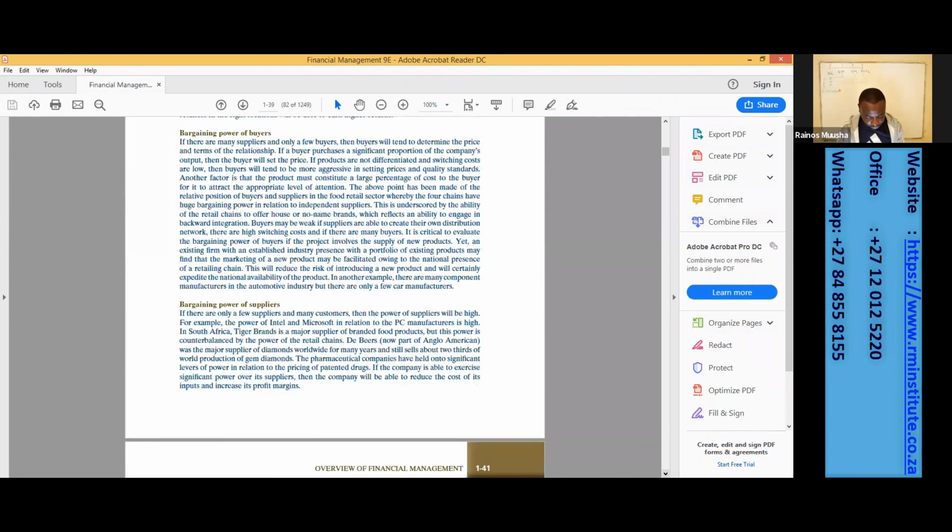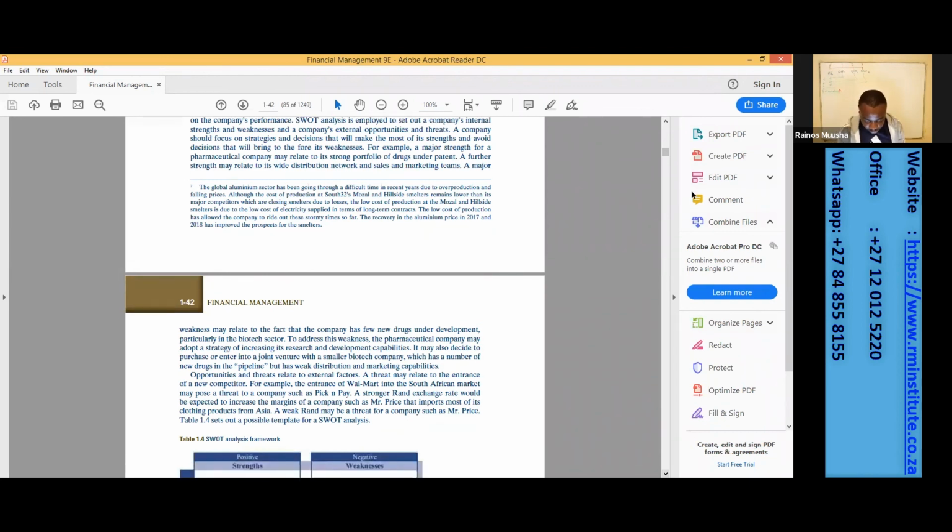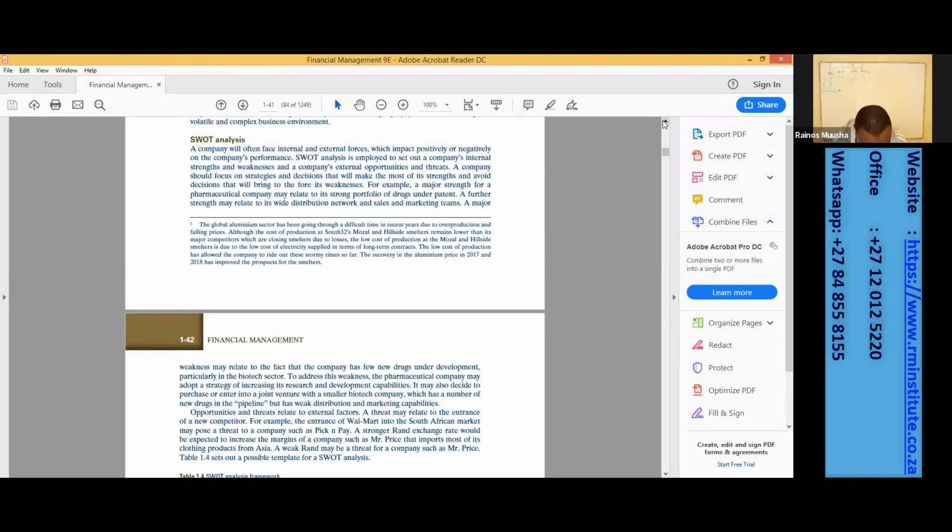So when it comes to the SWOT analysis, this is where they say a company will often face internal and external forces which impact positively or negatively on the company's performance. So SWOT analysis is employed to set out a company's internal strengths and weaknesses and a company's external opportunities and threats. So a company should focus on strategies and decisions that will make the most of its strengths and avoid decisions that will bring to the fore its weaknesses.